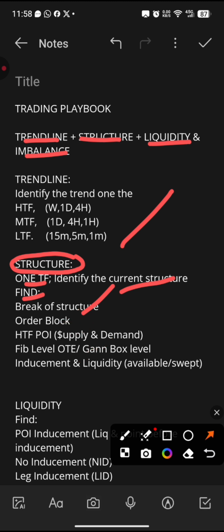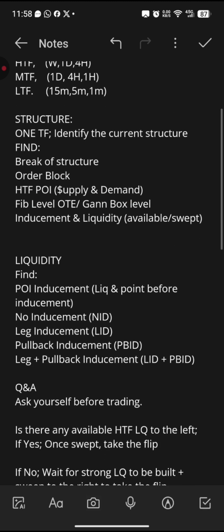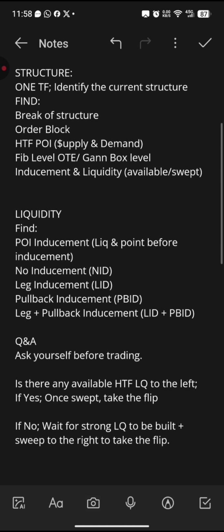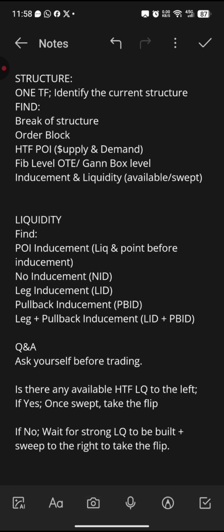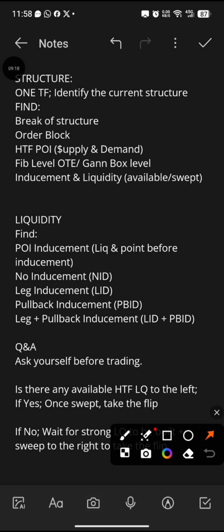So after all these things are done, what else do I look for? I look straight for liquidity, to see whether there is any liquidity over there. Then I look for point of interest liquidity. These are all the things that I look for. We are going to be looking at that later on in the videos.